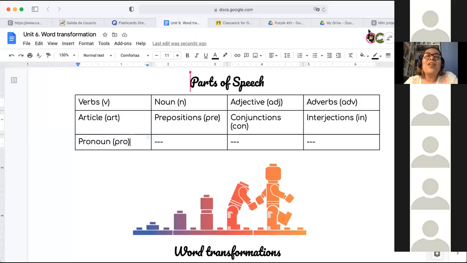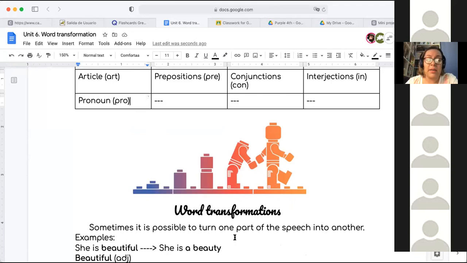Now I am recording. So we were reviewing parts of the speech and now we're gonna work on word transformations. As I was mentioning, word transformations is something that we started checking before the pandemic, but we had to stop when the pandemic started, okay? So word transformations are important because we have to understand that sometimes one part of the speech can be transformed into another part of the speech.